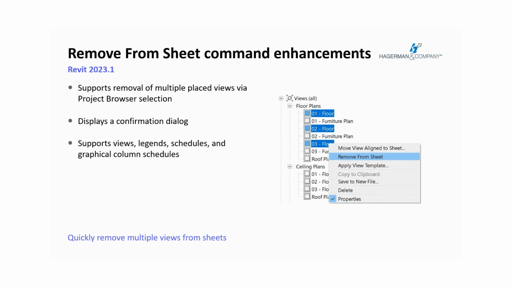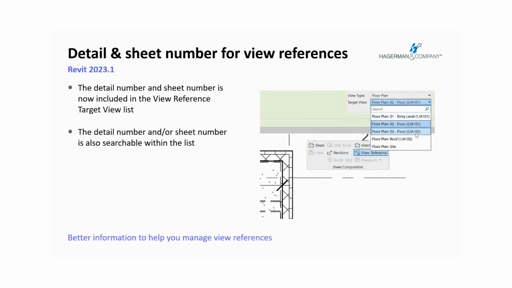You can now easily remove multiple views from sheets at once. The remove from sheet feature is available through the right-click menu and supports views, legends, schedules, and graphical column schedules. Detail number and sheet number is now included in the reference target view list, and it is searchable for easier finding. This gives you better information to help you manage your views.